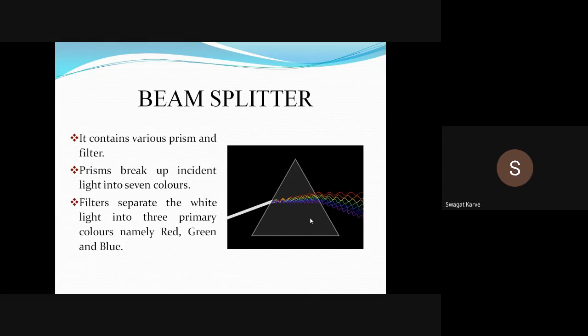So this prism, depending upon the wavelength of that particular light, will split that into RGB, the basic 3 colors or primary colors, RGB. Okay, so this is the role of that beam splitter.